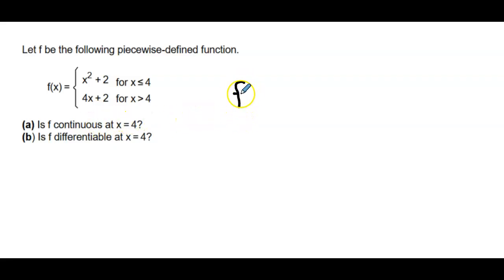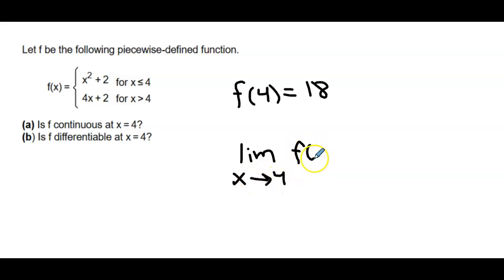In order to do that, we have to make sure that f of 4 itself is a real number. That's easy enough to get. If we look at f of x, when x is less than or equal to 4, we use the top rule. So if we evaluate the top rule for x equals 4, we're going to get 4 squared, which is 16, plus 2 gives us 18. So f of 4 exists. The next thing we need to do is make sure that the limit as x approaches 4 of the function f of x is also 18.